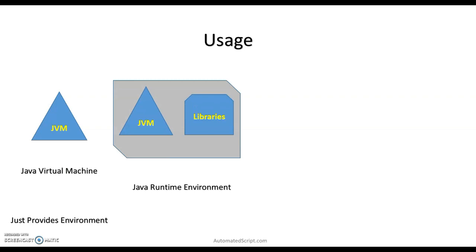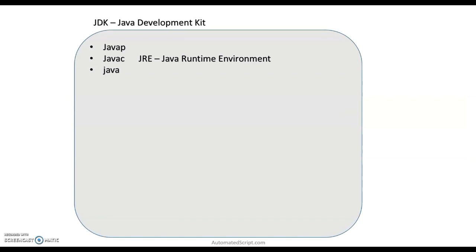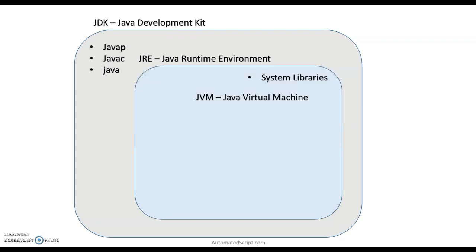Now we'll see the usage of all these three. JVM is used to just provide a runtime environment. JRE is used to run the code, and JDK is used to run the code plus do programming. At a high level, JDK holds javap, javac, and java, that is documentation, the Java debugger, and the Java compiler. And JRE holds your system libraries plus JVM, that is Java Virtual Machine, and JVM holds your interpreter and a JIT, that is just-in-time compilation.